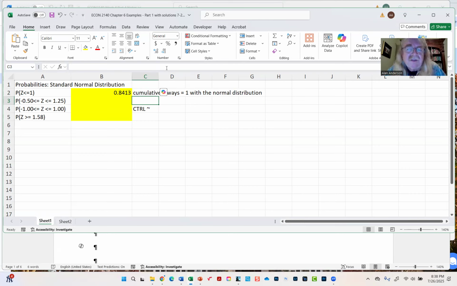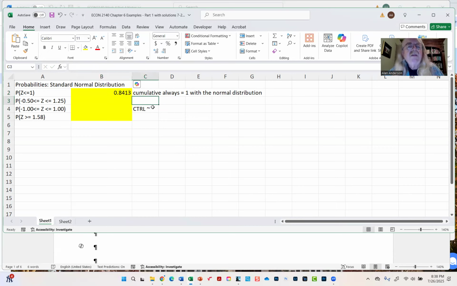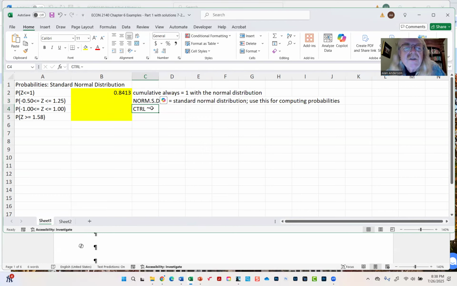All right, that's for something completely different, which we will not be doing in this class. And also, again, if you didn't see, it's norm.s.dist. Now, the S in that command means standard. So we're using norm.s.dist, standard normal distribution. Use this for computing probabilities. All right, so that's how that works.